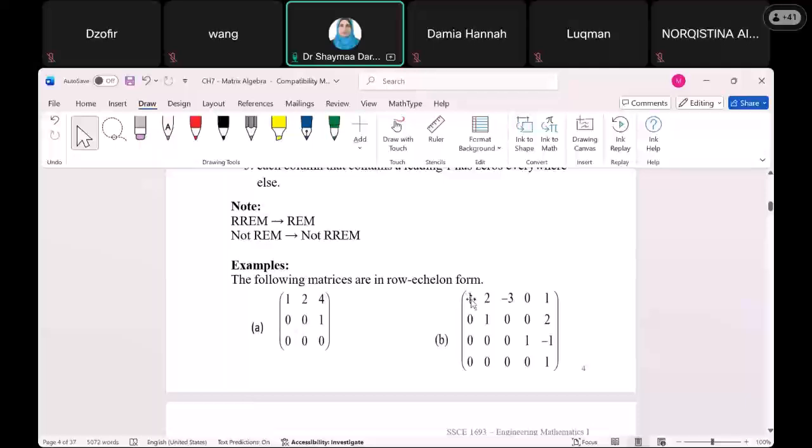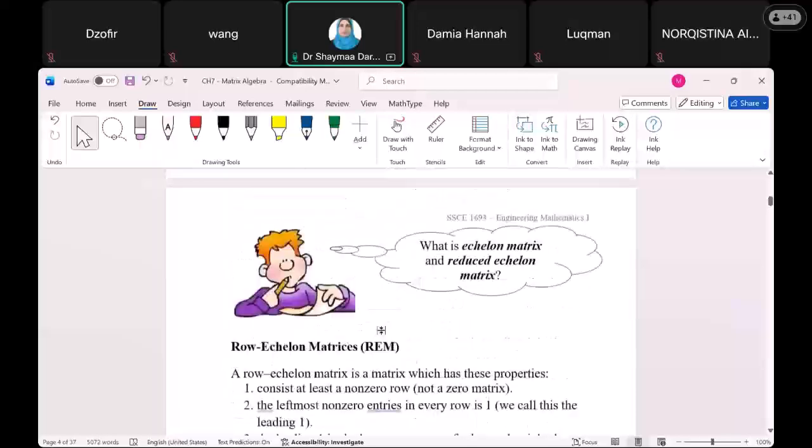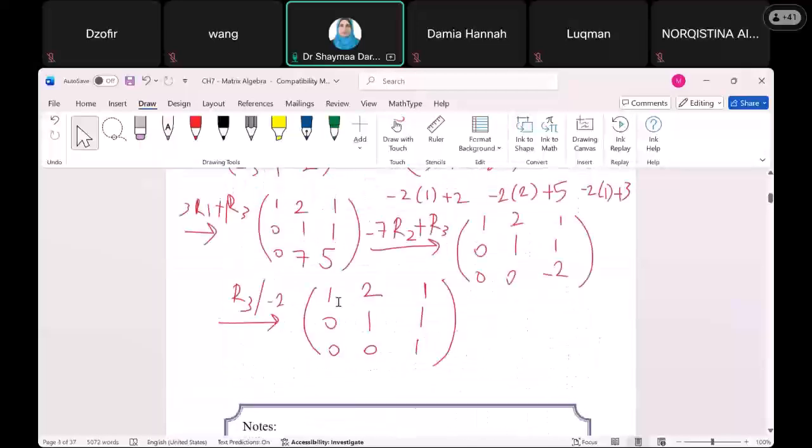Okay, this is the leading one. This second leading one comes to the right. Then the third leading one comes to the right from the second one. And the last leading one also comes to the right. So each leading one comes to the right from the upper one. So this matrix is as well in row echelon form. This matrix we obtained here is also in row echelon form.